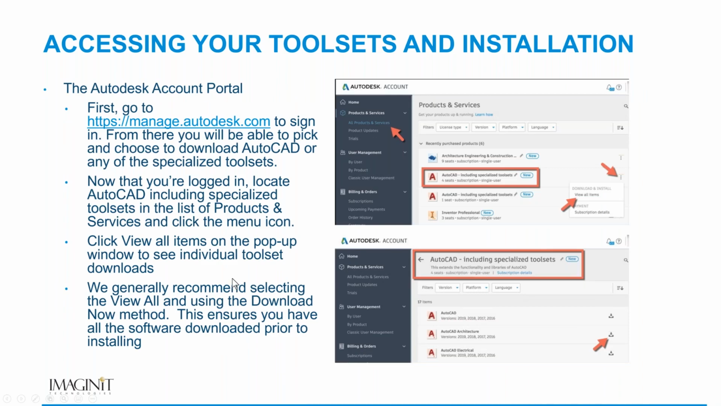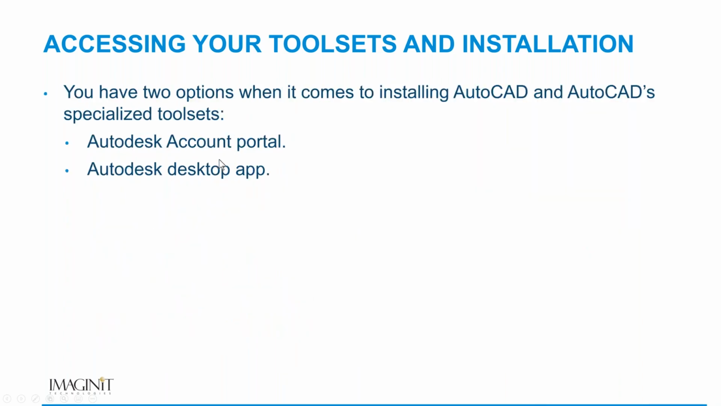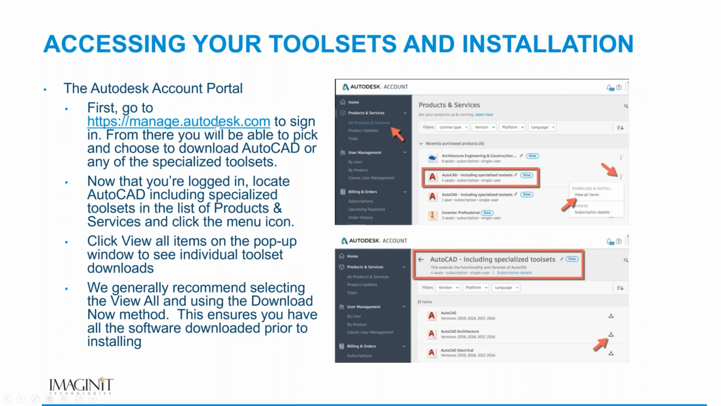If you use the Autodesk desktop app, you can only get the current version, which is 2022. Otherwise, you need to go to manage.autodesk.com. You'll log in with your Autodesk account. You'll find your AutoCAD including specialized tool sets.